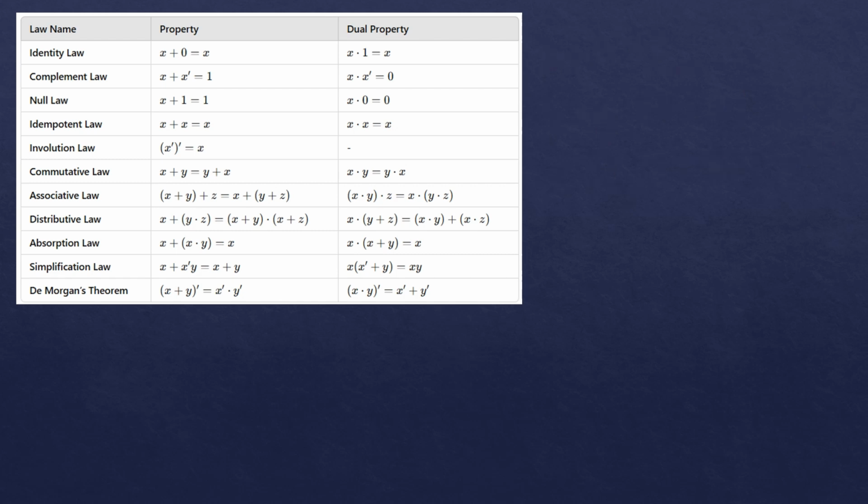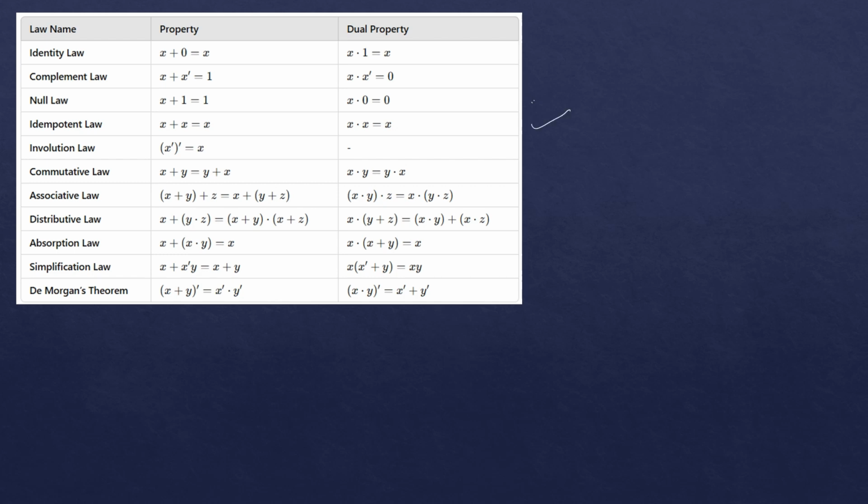Now the next law is the null law. Here it says x plus 1 is equal to 1 and x into 0 is equal to 0. That is, anything plus 1 is 1, and anything into 0 is 0. Next is the idempotent law. Here it says that if you add the same thing to itself, you get the same thing, and the same thing multiplied by itself gives the same thing.